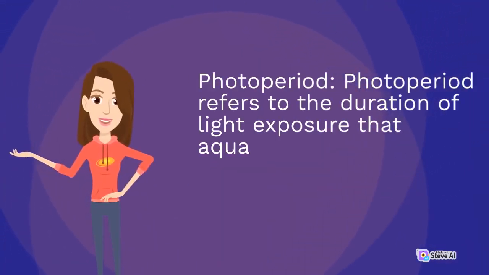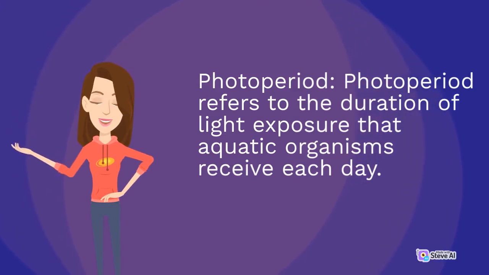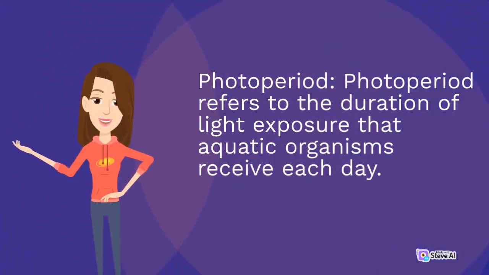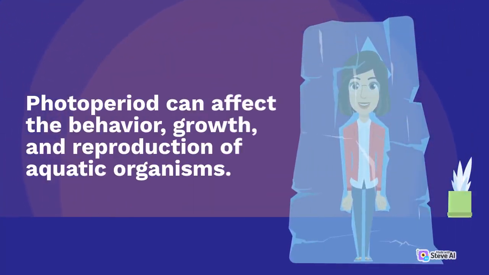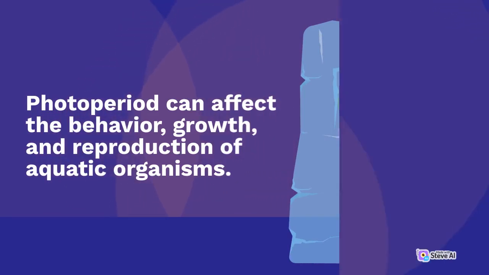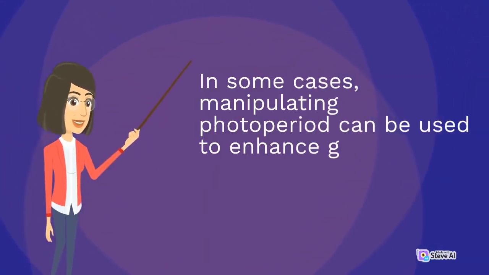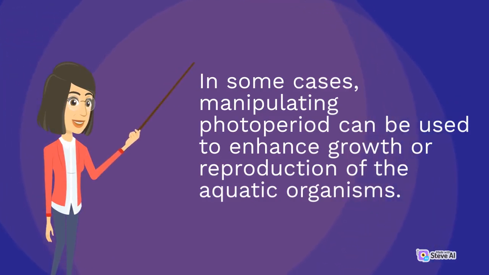Photoperiod. Photoperiod refers to the duration of light exposure that aquatic organisms receive each day. Photoperiod can affect the behavior, growth, and reproduction of aquatic organisms. In some cases, manipulating photoperiod can be used to enhance growth or reproduction of the aquatic organisms.